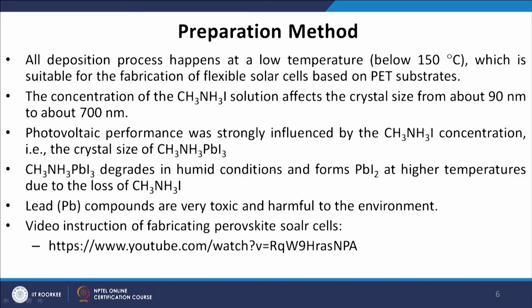All deposition processes happen at low temperature, below 150 degrees Celsius, which is suitable for the fabrication of flexible solar cells based on PET substrate. If you would like to fabricate a silicon solar cell on a flexible substrate, this is not possible, because we have learned that the processing of silicon always involves very high temperature, but perovskite solar cell is made at a low temperature below 150 degrees Celsius. So you have the possibility of fabricating it on a flexible substrate like ITO coated PET substrate.